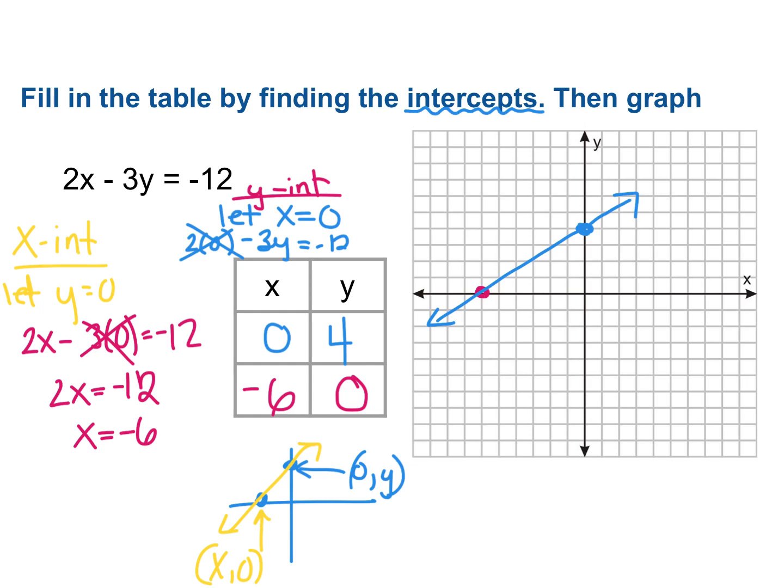I could count the slope if we were asked that. It goes up 1, 2, 3, 4, and right 1, 2, 3, 4, 5, 6. So my slope would be 4 over 6, which reduces to 2/3.